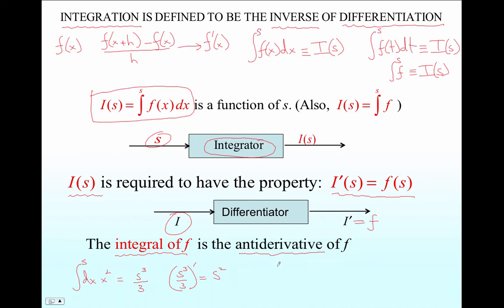Or let's take another example. Let's take dt, t to the, let's say, 7. Well, the value of this is then s to the power 8 divided by 8. Why? Well, that's because if I differentiate s to the 8 over 8, then you know by the rules of differentiation we discussed that this is just s to the power 7.